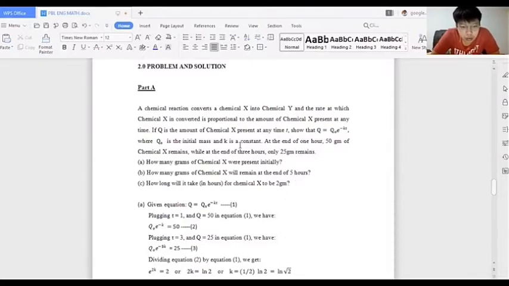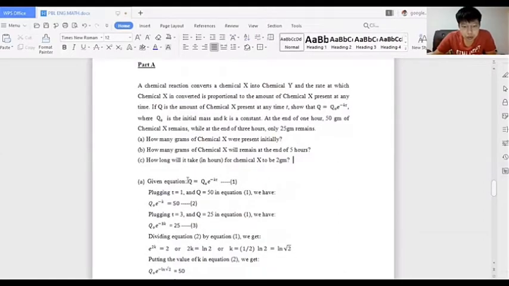A. How many grams of chemical X were present initially? So now I'm going to find out how many grams of chemical X were present initially. For the formula, we got the first equation.